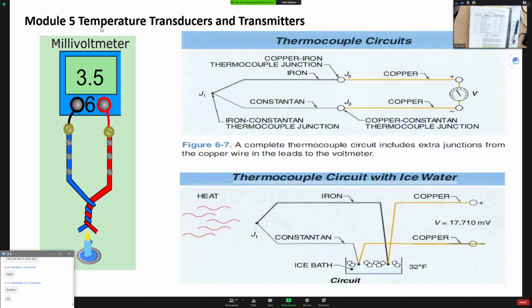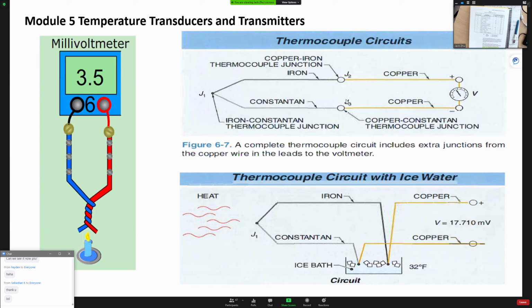Here is a thermocouple circuit. So you have two different types of material, and this is where you're going to make the measurement.